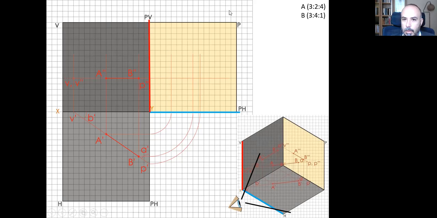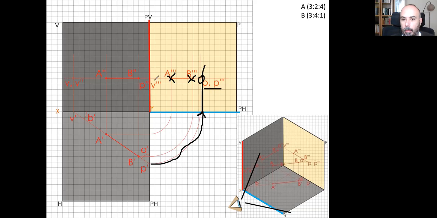So these intersections, this one here and this one here, are indicating the projection of my points, A triple prime, B triple prime. And this point here, the last thing that I have transported, is the second trace, the P of this line, which overlaps with its third projection, P triple prime.